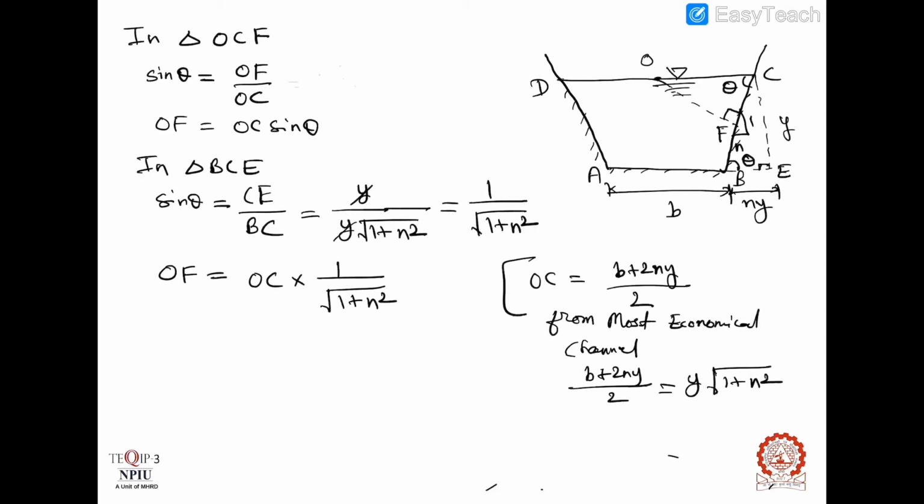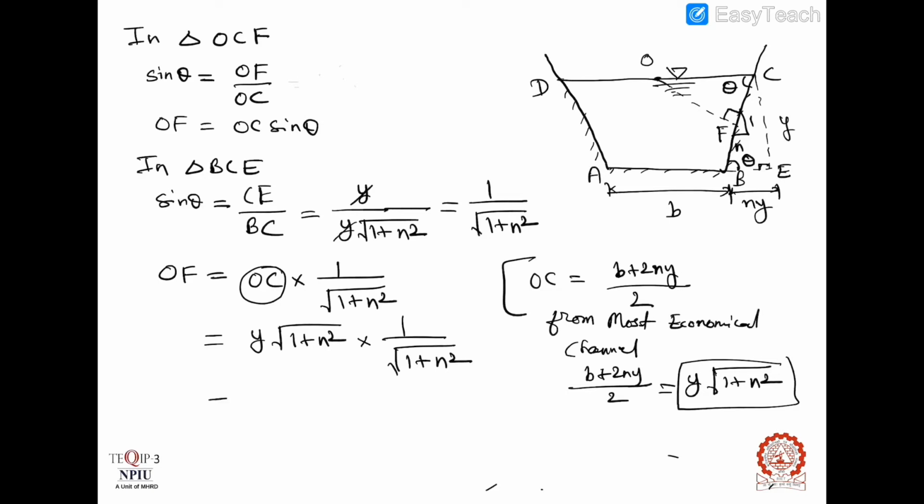So substitute the value of OC here, that is y root over 1 plus n square. So this will cancel out, and OF will be equal to the depth of flow y. Clear? So this is also depth of flow. If we draw a perpendicular on AD, this will also be depth of flow. This is also depth of flow.